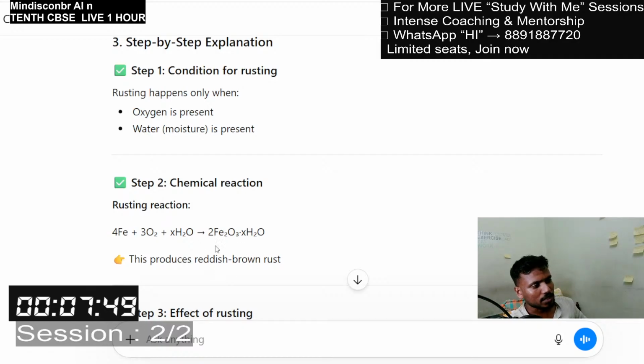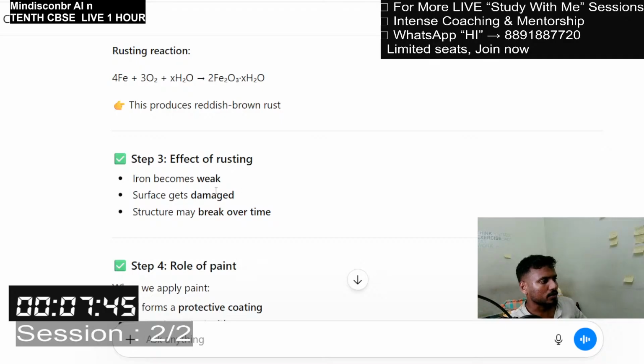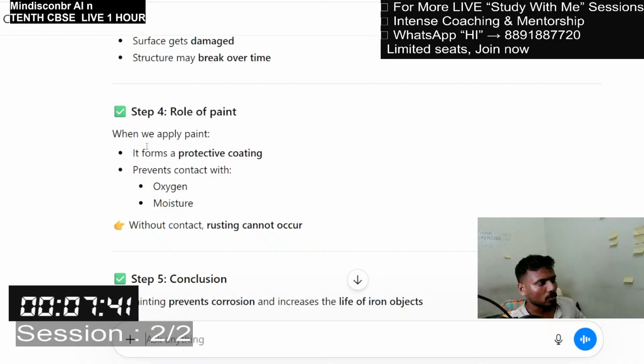What is the color of the rust? It is a reddish brown rust. Effect of rusting: iron becomes weak, surface gets damaged, structure may break over time. Role of paint: when we apply paint, it forms a protective coating. It prevents contact with oxygen and moisture. Without contact, rusting cannot occur.